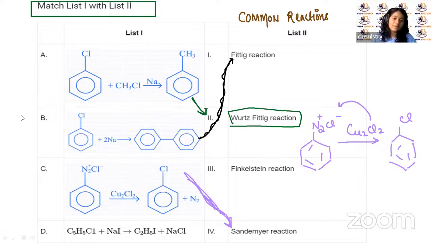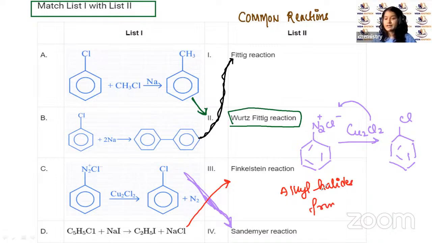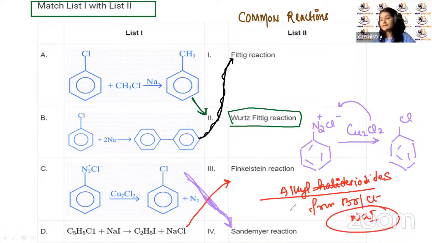And we are left with no option, but the last one is going to be Finkelstein reaction, which we have discussed a while ago as well, right? Whenever we are preparing alkyl iodides from alkyl bromides or chlorides in the presence of NaI, that is going to be your Finkelstein reaction.